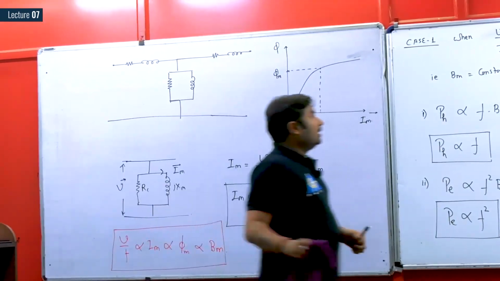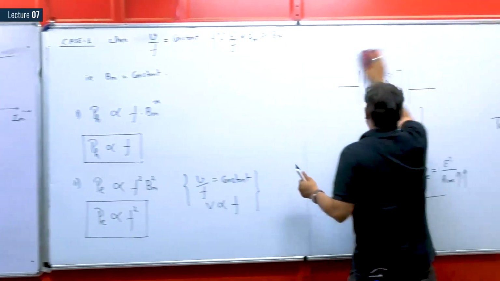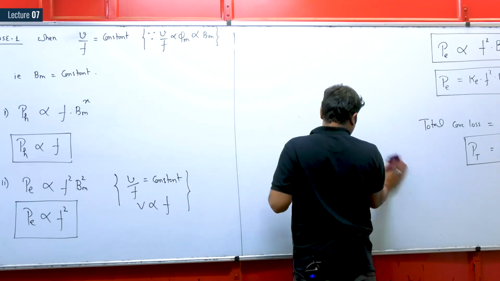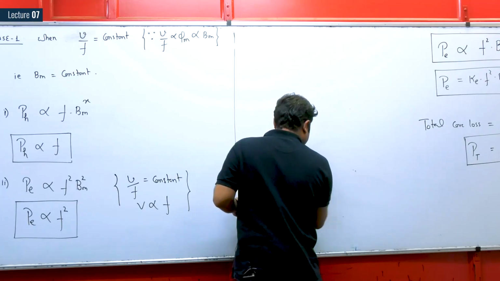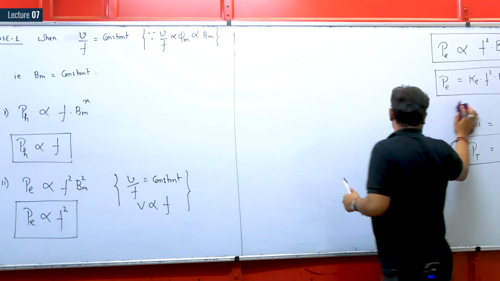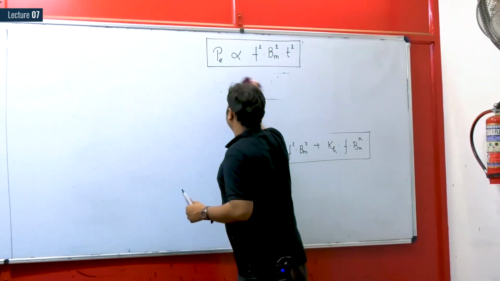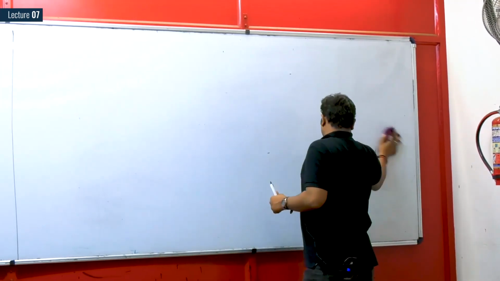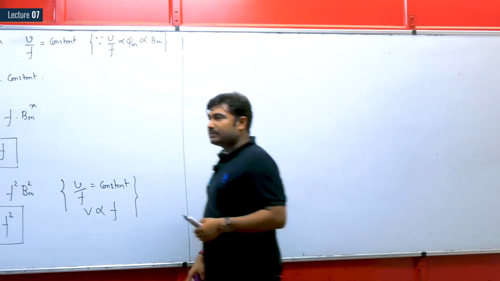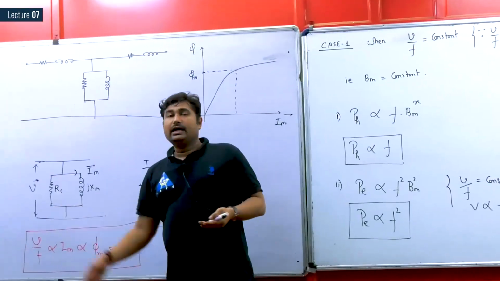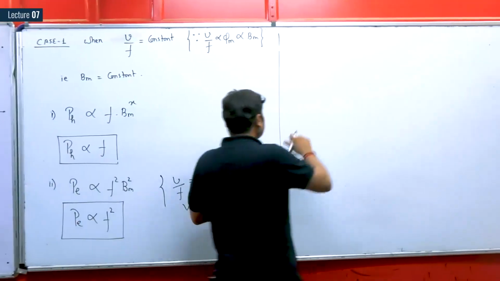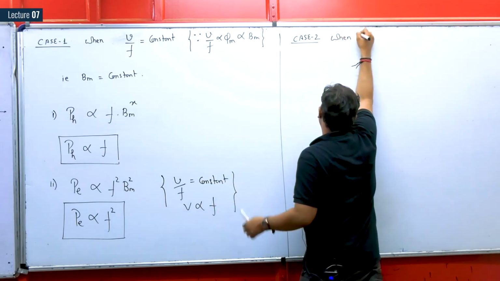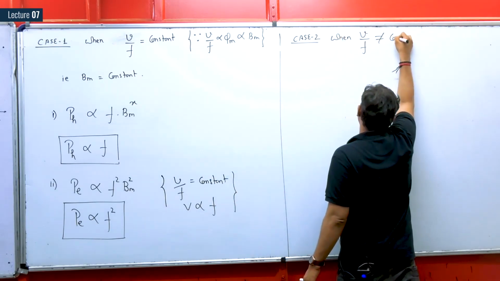Now again, if the V by F ratio is not constant, one may ask, sir, why is V by F not constant? If voltage is changing and frequency is changing, then maybe the two are not proportional to each other. Maybe the voltage decreased by 10% while frequency is decreased by 20%. Or voltage is decreased by 10% while frequency is increased by 20%. Anything. So when V by F is not constant, case number 2, when V by F is not constant.